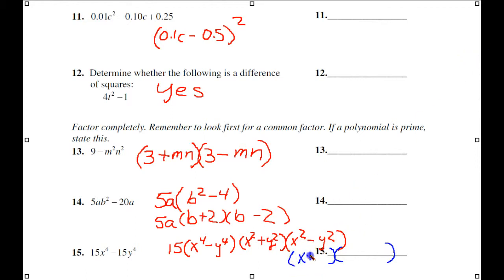X plus y, x minus y. So it would be this, this, this, and the 15 out in front would be your final answer for this. So these are getting a little challenging, and you just follow a pattern, and you just need to be careful about that.